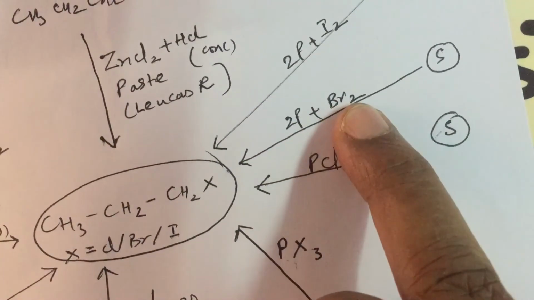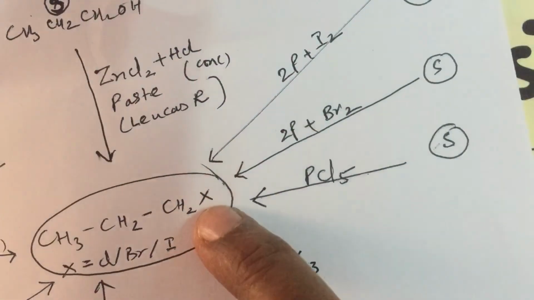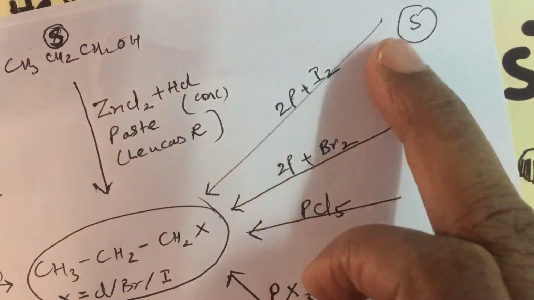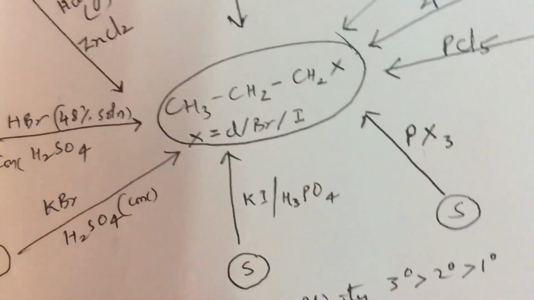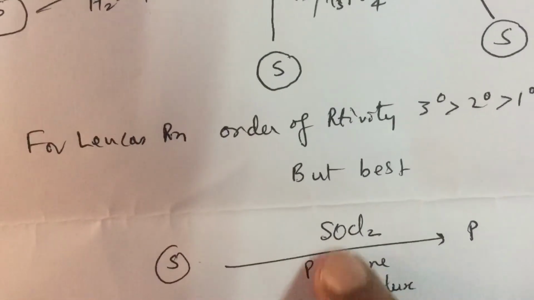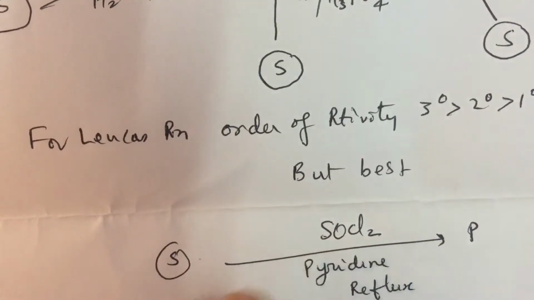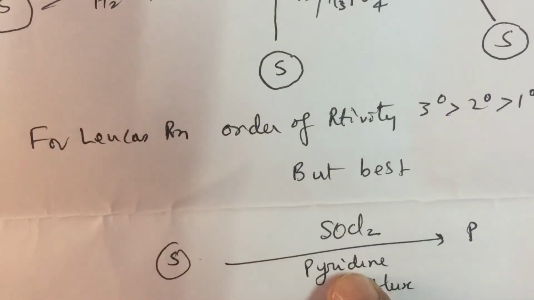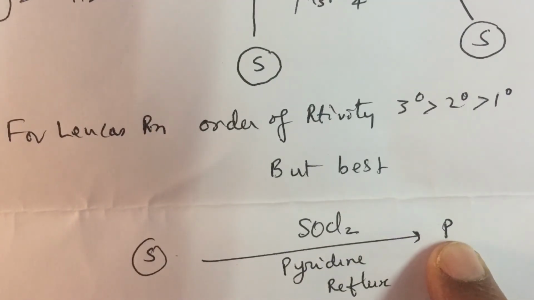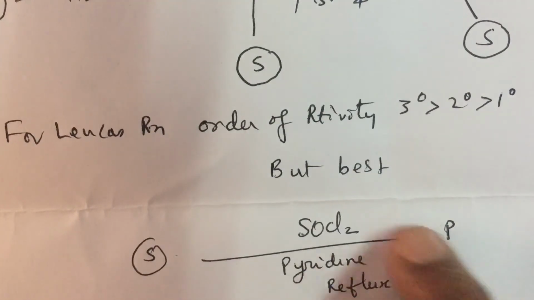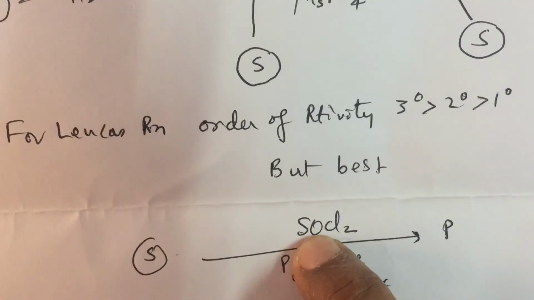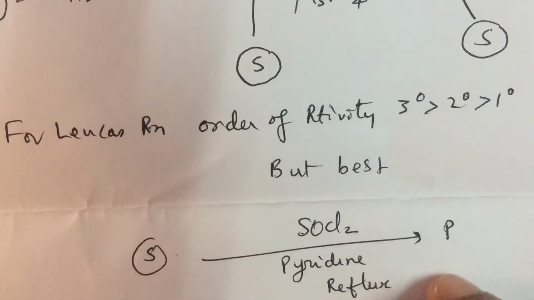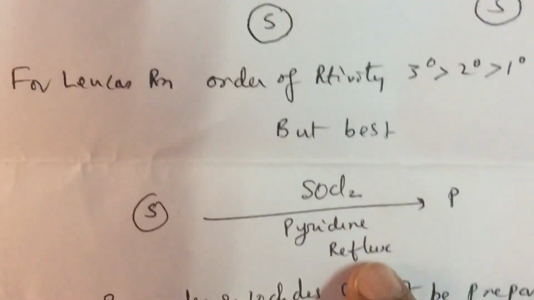You can take red phosphorus and bromine with propanol, or red phosphorus and iodine with propanol, to get the corresponding halides. These are all halogenating agents. But the best halogenating agent for chlorination appears to be SOCl2. You take propanol and SOCl2 in pyridine, and you get the required chloropropane. The advantage of this method is that pyridine, being basic, can absorb HCl, one of the products, while SO2, the other product, just goes out as gas. So you get clean propyl chloride in this method.